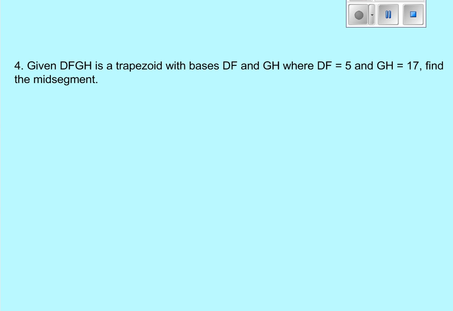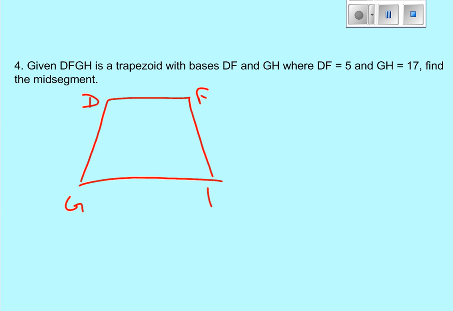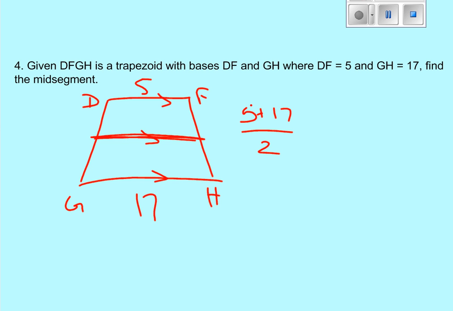Given DFGH is a trapezoid with bases DF and GH, where DF is 5 and GH is 15, find the midsegment. So you've got to draw a picture. Base DF, base GH. DF is 5, GH is 17. Figure out the midsegment. Remember a couple things. One, the midsegment is parallel to the top and bottom. The midsegment is also halfway in between the top and the bottom, which means to figure it out, add the two bases and divide by 2.